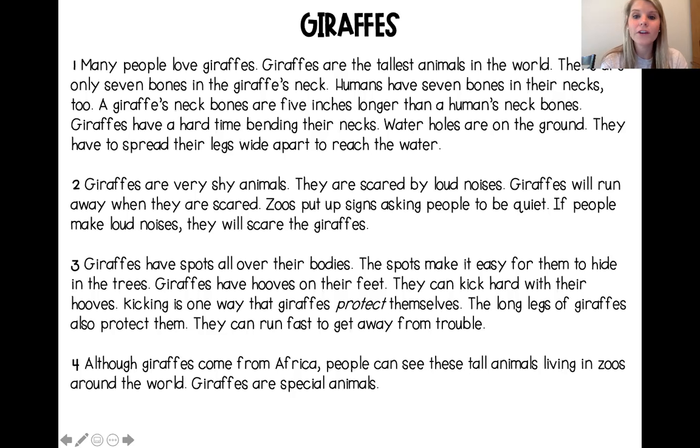Giraffes have hooves on their feet. They can kick hard with their hooves. Kicking is one way that giraffes protect themselves. The long legs of giraffes also protect them. They can run fast to get away from trouble. Although giraffes come from Africa, people can see these tall animals living in zoos around the world. Giraffes are special animals.